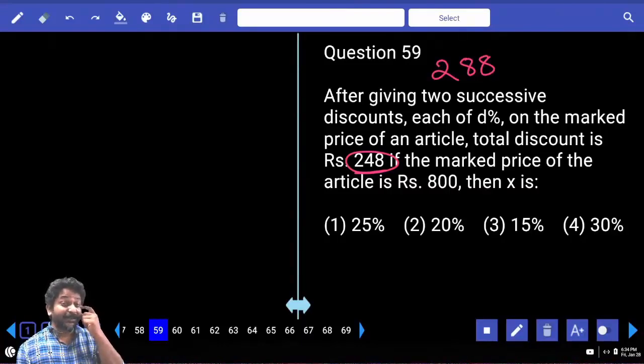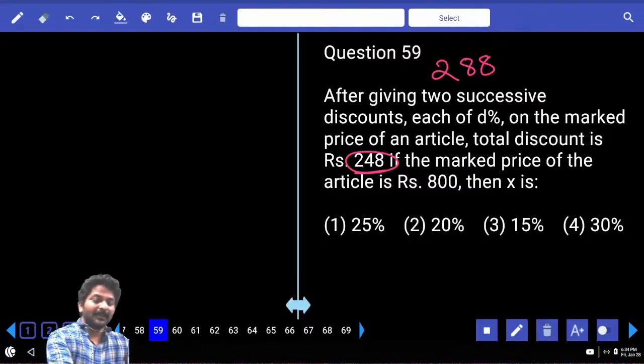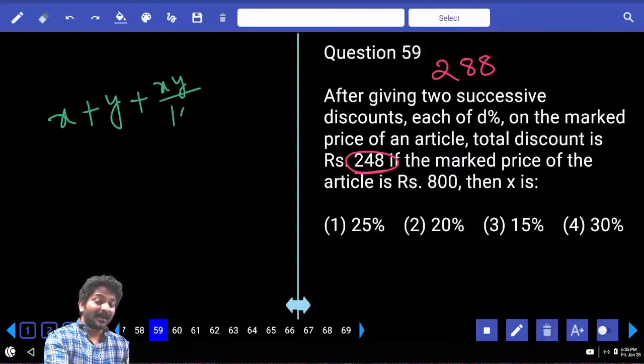Right. So successive discounts. When you are given 2 successive discounts, X% and then Y%, you know how to calculate the overall discount, the single discount, the original discount. What is the formula? X plus Y plus XY by 100.